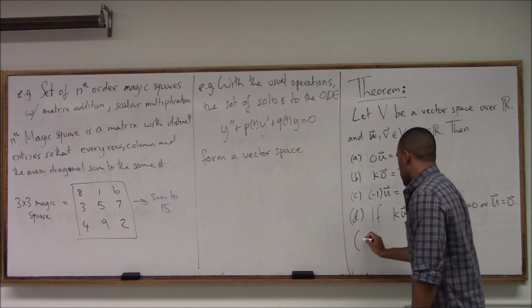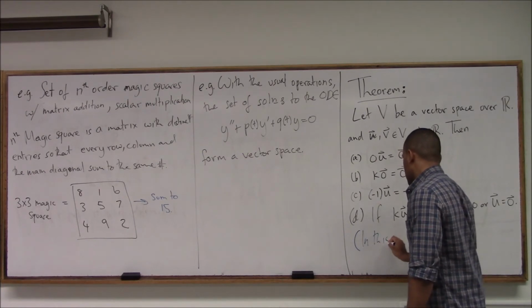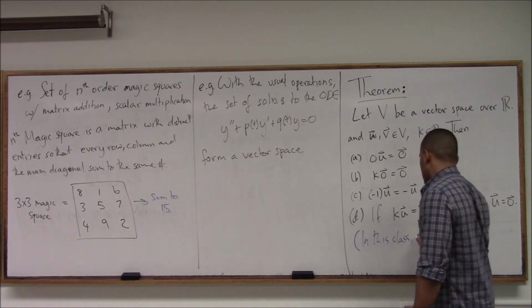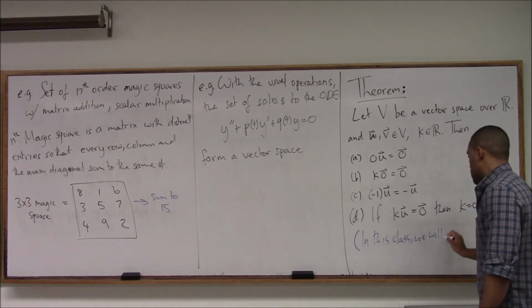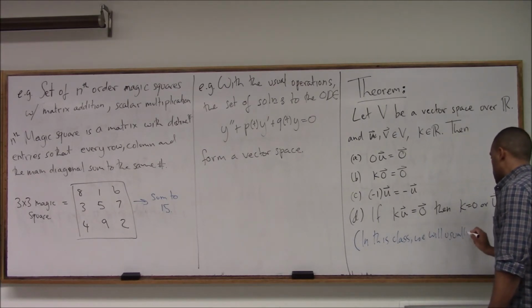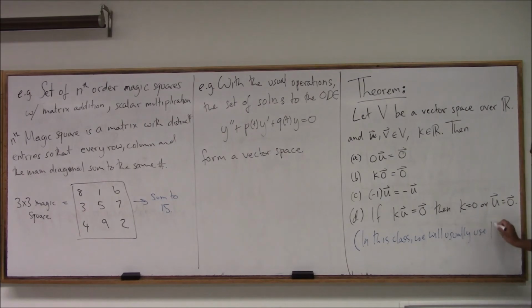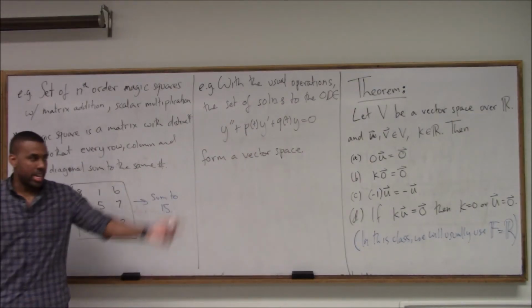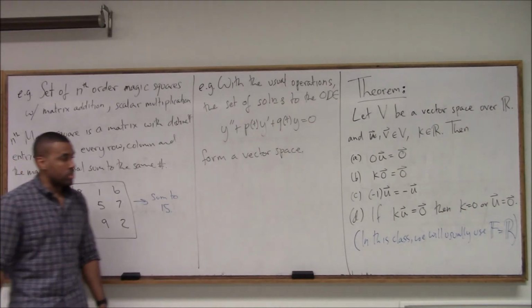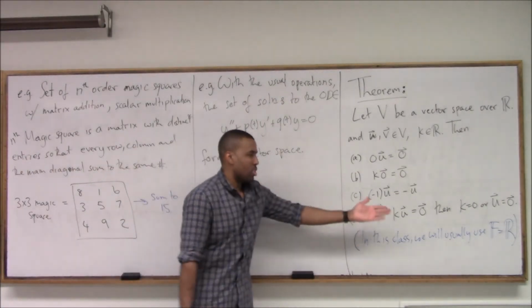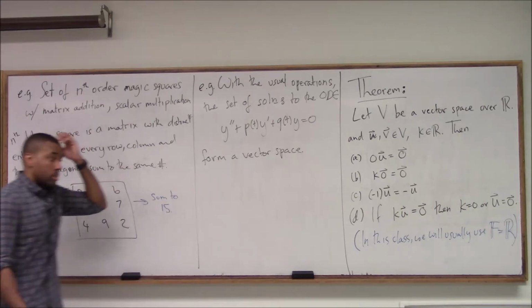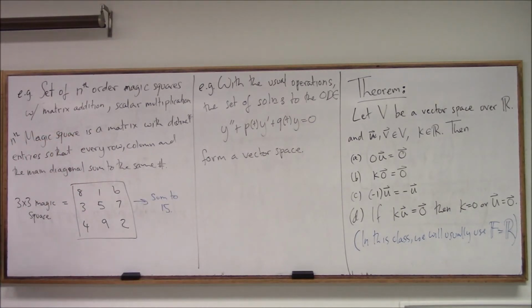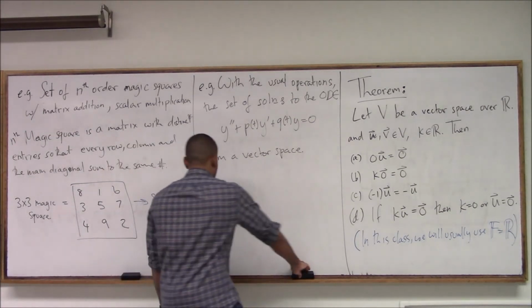Notice here, in this class, the field would usually be the real numbers. So unless otherwise stated, it's always going to be the real numbers. In 99% of my examples, I'll be using that as the field. But it's very common to also use complex numbers and other things, but we're only going to look at R.